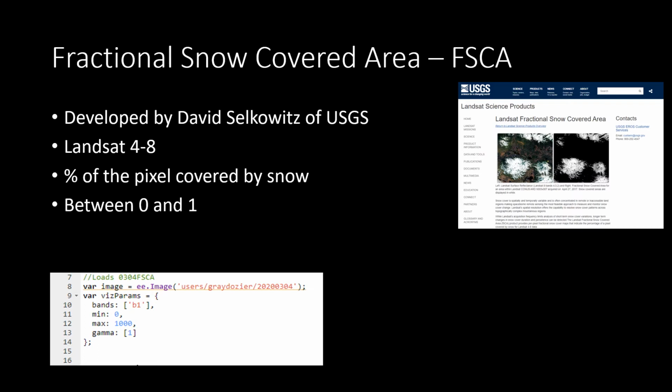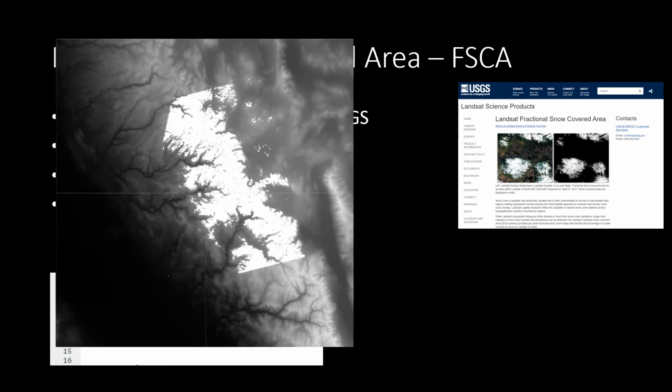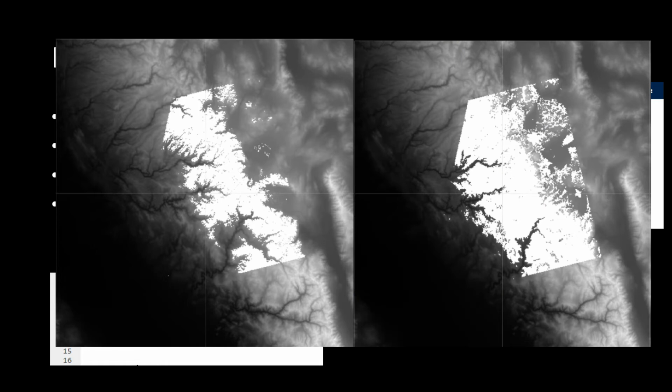The valid range for these fractions is between 0 and 1. 0 is not snow, 1 is definitely snow. This is the FSCA for March 4th overlaid on the DEM, and to the right is the FSCA for March 20th overlaid on the DEM.